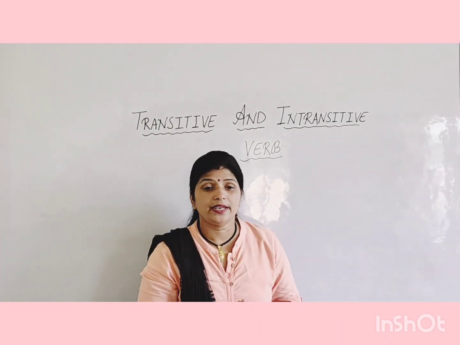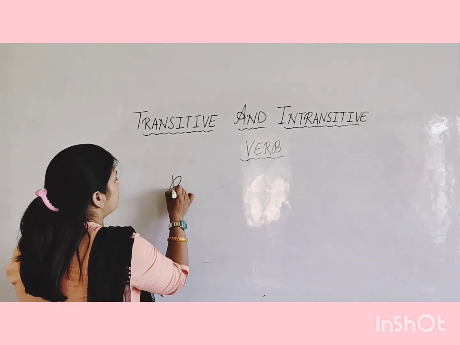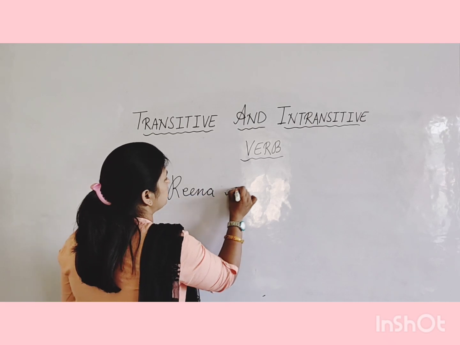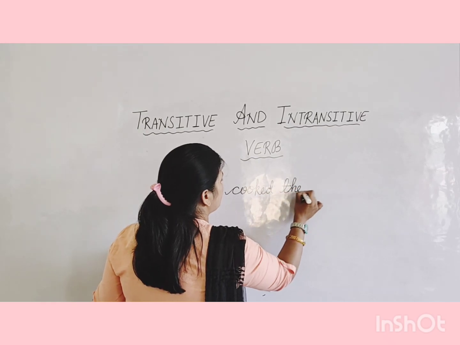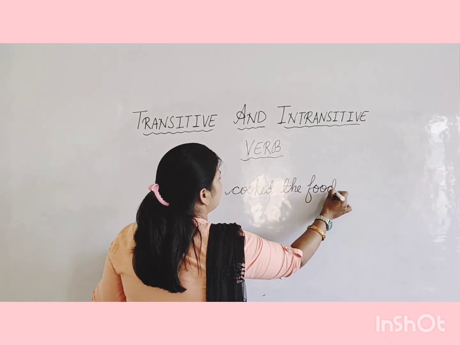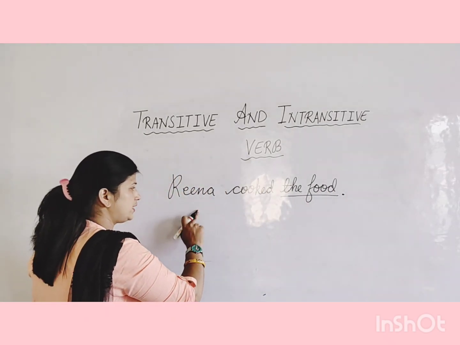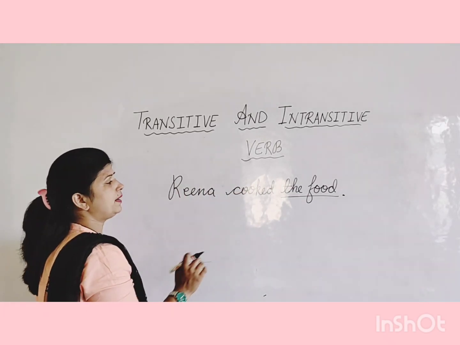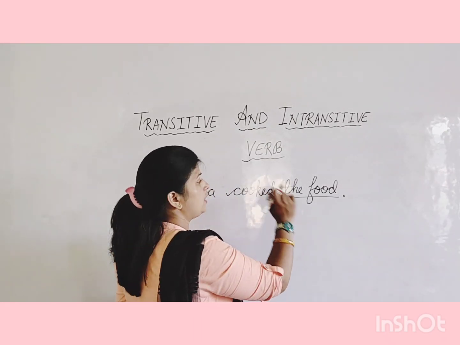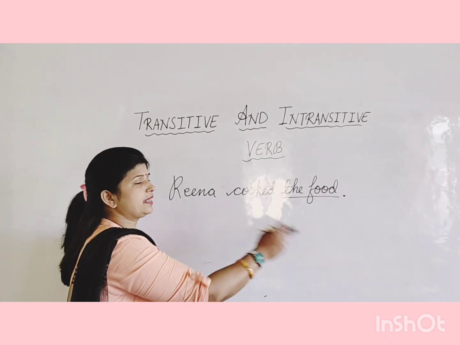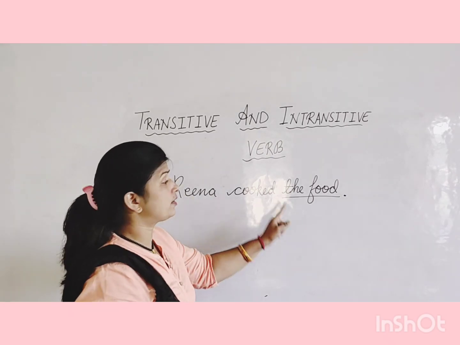If I say Reena cooked the food. In this, what you have seen is that we have added an object to this sentence. Although the subject was there, and the verb was also there, this sentence was incomplete. But when we have added the object to this verb, then it is giving the complete sense that Reena cooked the food.